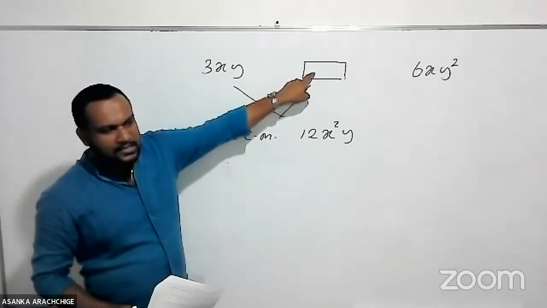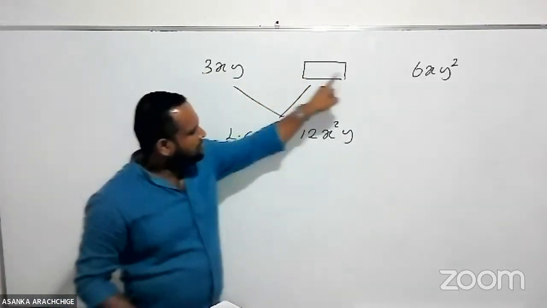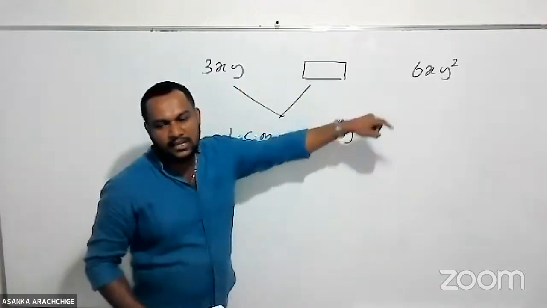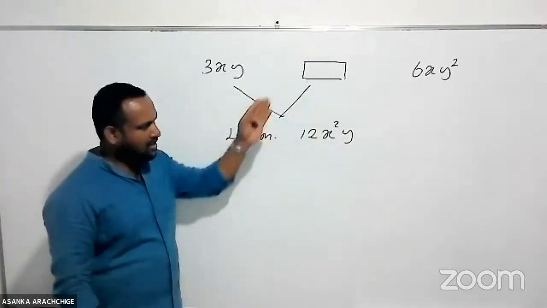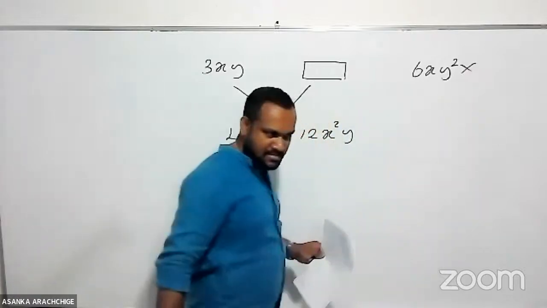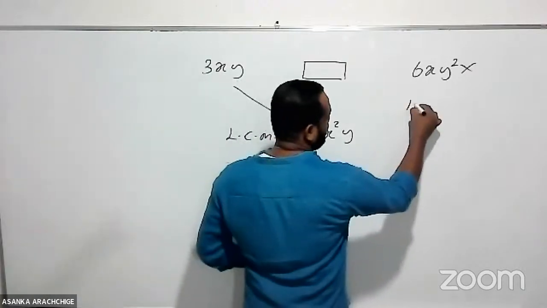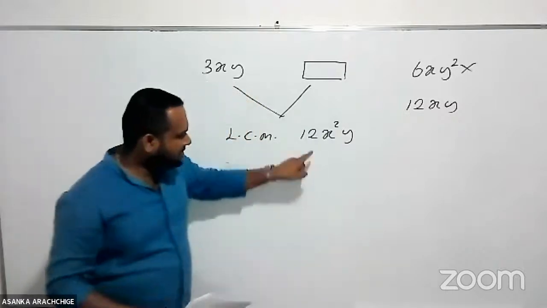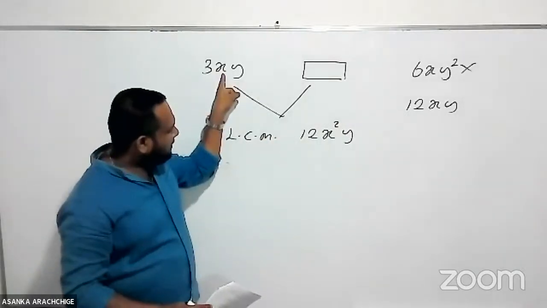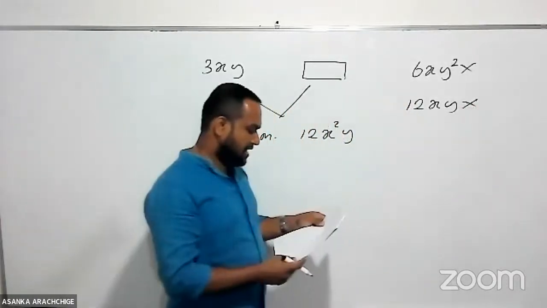Now look. If this term is 6xy squared, is the least common multiple of 3 and 6 equal to 12? What is the least common multiple of 3 and 6? 6. Therefore it can't be 12, so you can reject this. Second one, 12x. The LCM of 3 and 12 is 12, that is okay. Then x and x, is that x squared? No, that is x. Therefore, this is also rejected.